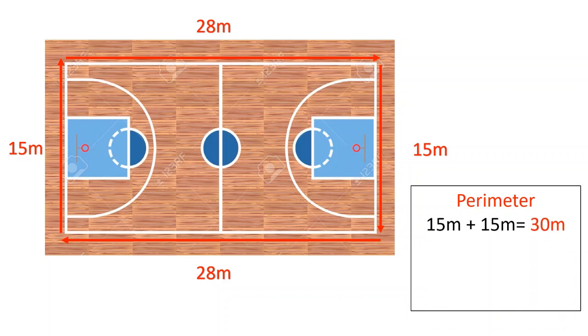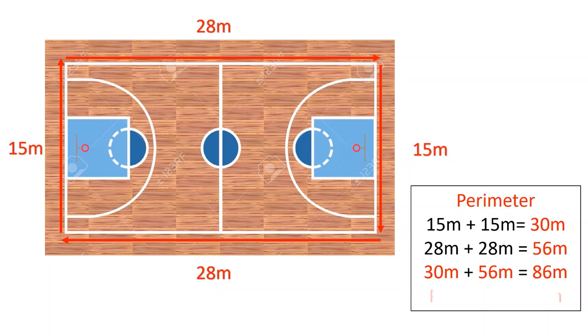So this time, I'm going to add the two short sides together, 15 add 15, because that's an easy sum to do. So 15 meters add 15 meters is 30 meters. 28 meters add 28 meters is 56 meters, which makes the total perimeter 86 meters.